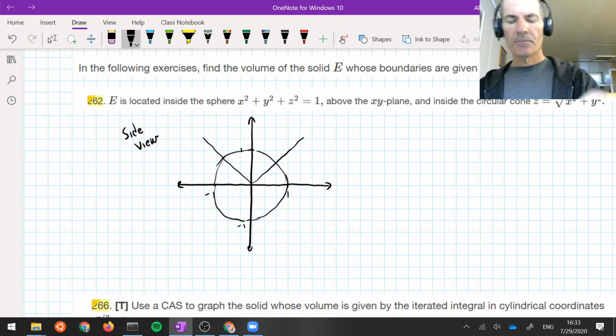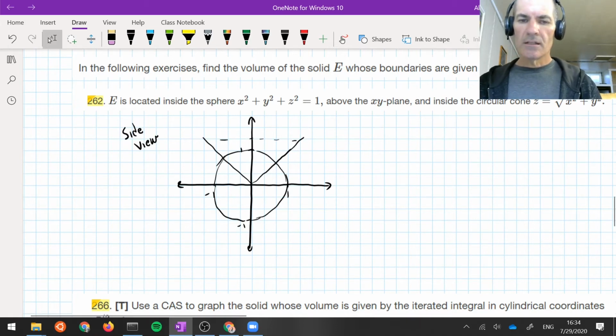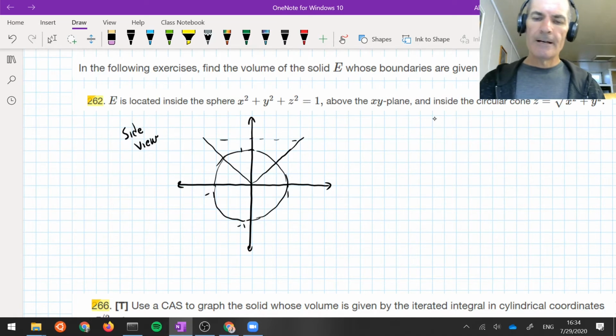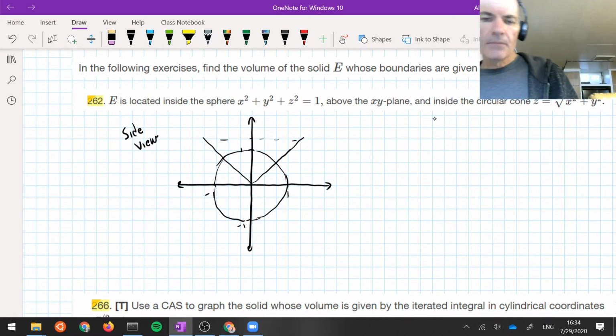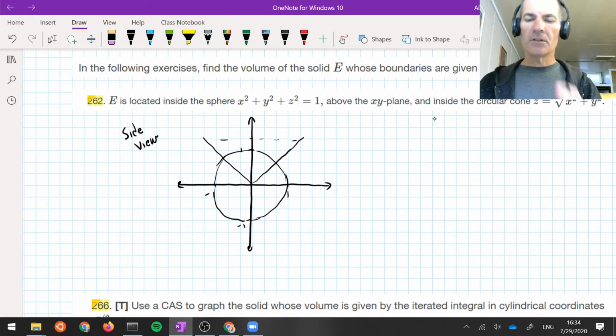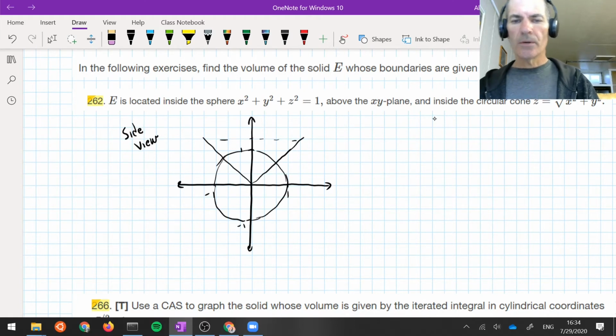And if we were to take a cross section of this cone, it would be a circular shape. Now we're interested in the volume that's inside the sphere and inside this cone. And it's just the upper part of the cone. It's not plus or minus square root, so it's just the upper part. Now, I think that this is a good spherical problem, so I'm going to try to do this in spherical coordinates.